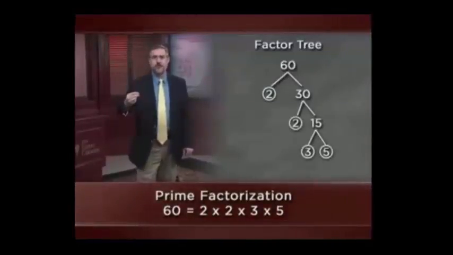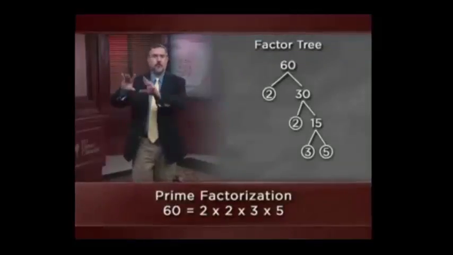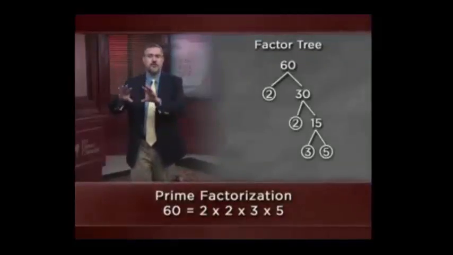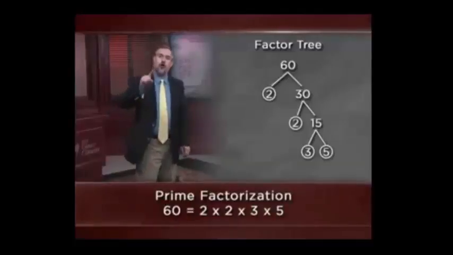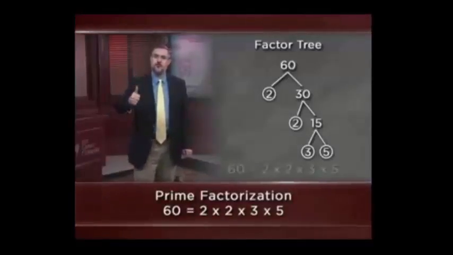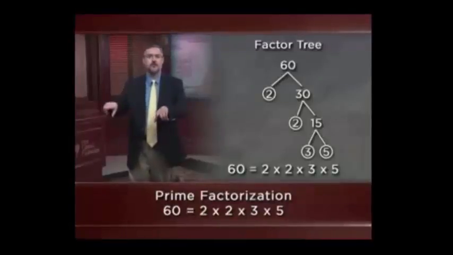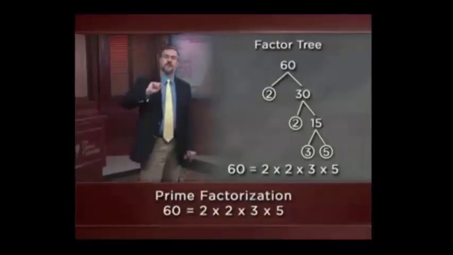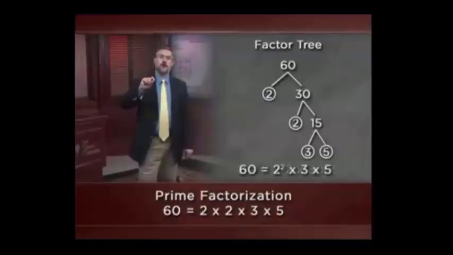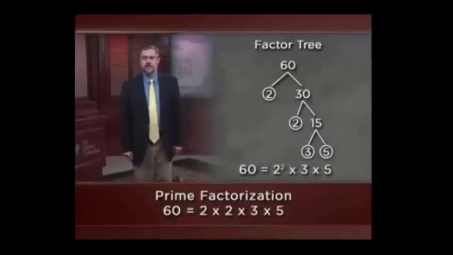Every factor tree that you write down for 60, no matter what you do in the middle in terms of the intermediate steps, you will always be left with 2 times 2 times 3 times 5 at the bottom of the tree. Or, if you want to write it with the exponential notation, 2 squared times 3 times 5.